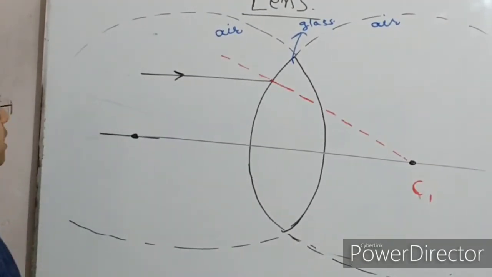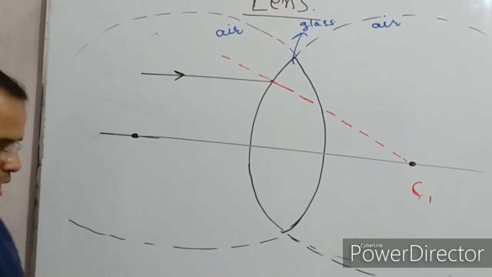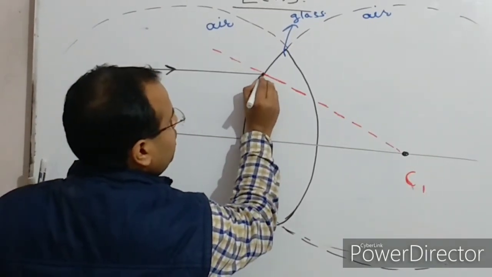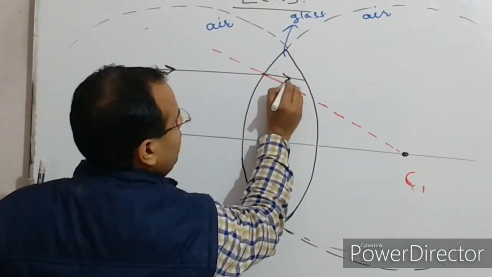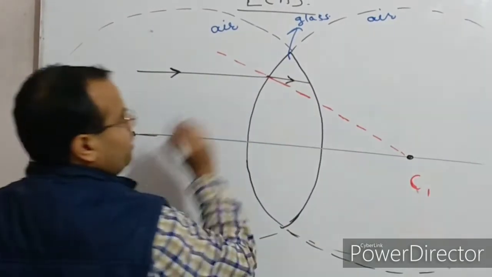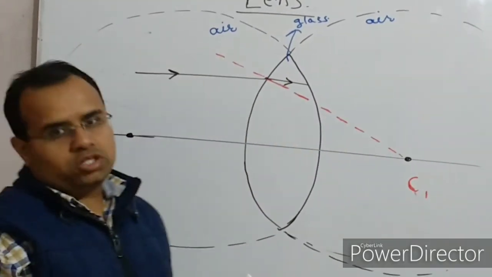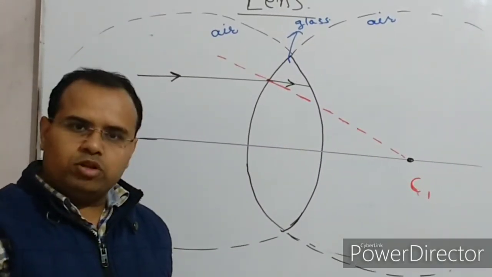Okay, now what will happen is that the light ray will bend towards the normal. If it bends towards the normal, it goes like this. It bends a bit towards the normal, like this. Now at this point, light passes from glass to air. If it passes from glass to air, definitely it will bend away from the normal.